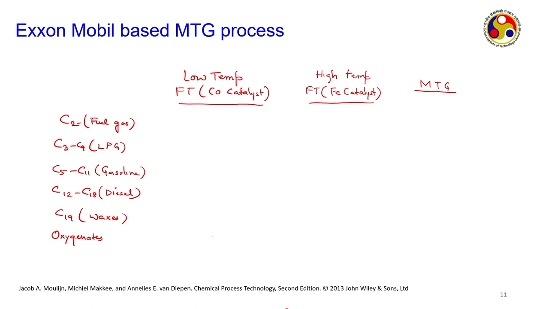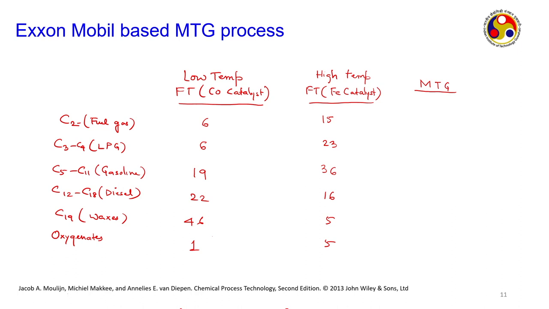Now in this, it is more towards the higher side of the waxes. So if I want to draw out a product distribution, weight percent, it is something like that. Fuel gas is 6%, LPG 6%, then close to 19% gasoline, diesel is close to 22%, waxes is pretty high because it is low temperature. So you have more of these compounds, waxes. Then again you have to do hydrocracking to convert this into gasoline products. In high temperature also similar, but here you have more of these products, so it is 23% of LPG, and gasoline is 36%, 16% of diesel, then 5% each of waxes and oxygenates. So it is more towards the smaller chain length, because high temperature favors smaller chain length.